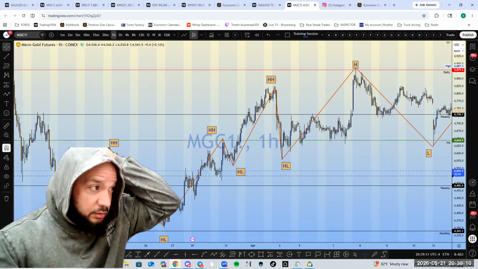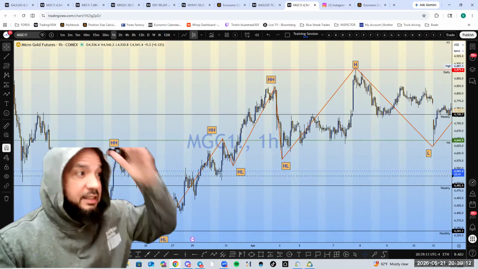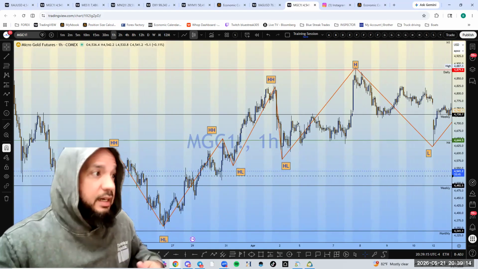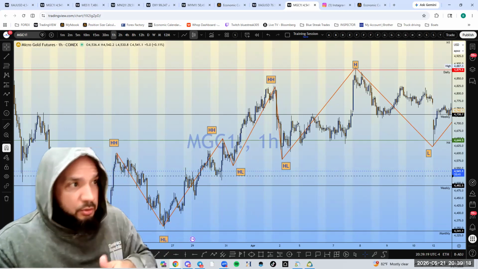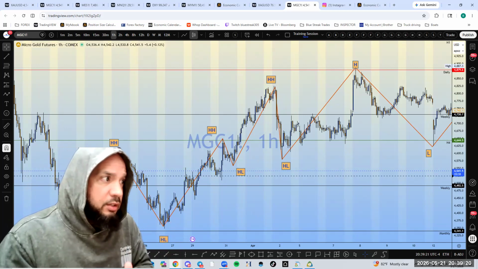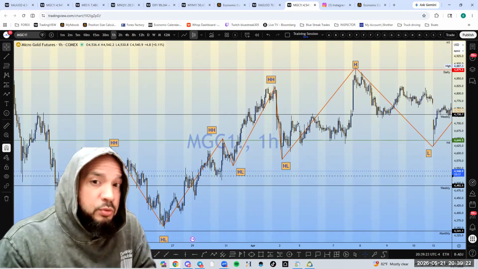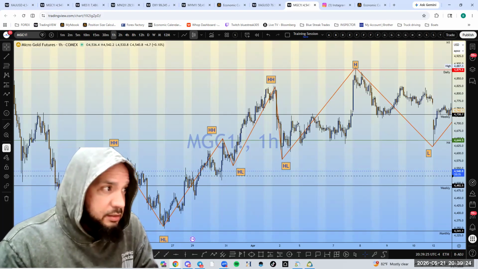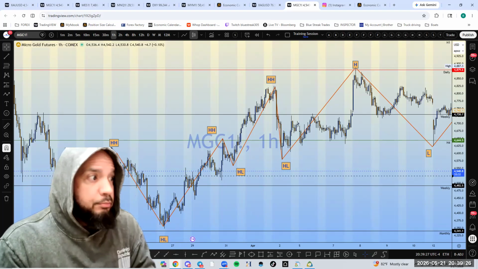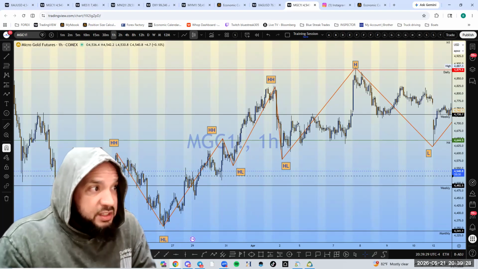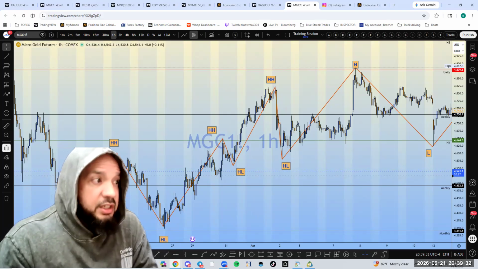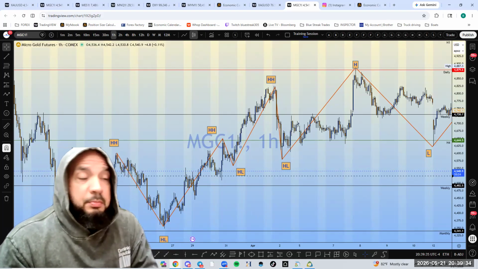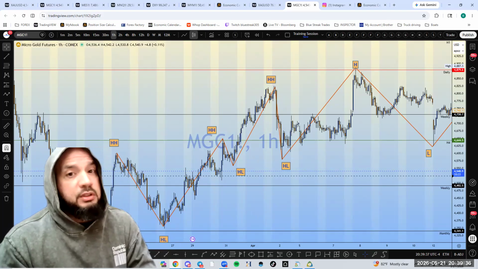So let's go over market structure and what it is. Market structure identifies the trend. Higher highs, higher lows for an uptrend, lower highs, lower lows for a downtrend. It helps you determine the bias. Break of structure signals potential continuation in your favor. A change of character signals a possible reversal in the trend.